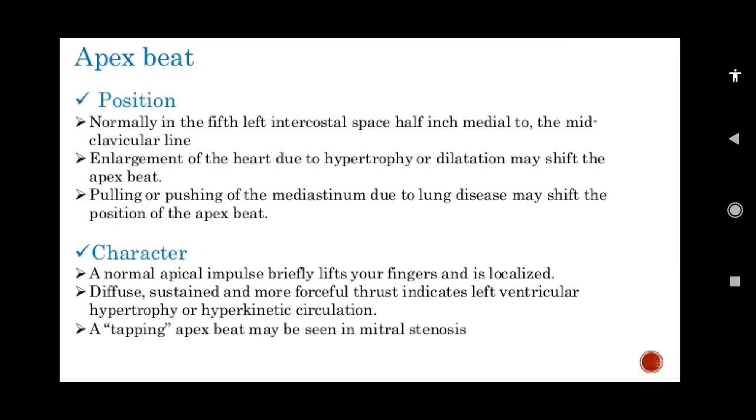And what is its character? A normal apical impulse briefly lifts your fingers and is localized. It lifts your finger and is localized to that particular point. A diffuse, sustained, and more forceful thrust indicates left ventricular hypertrophy or hyperkinetic circulation. And a tapping apex beat may be seen in mitral stenosis.